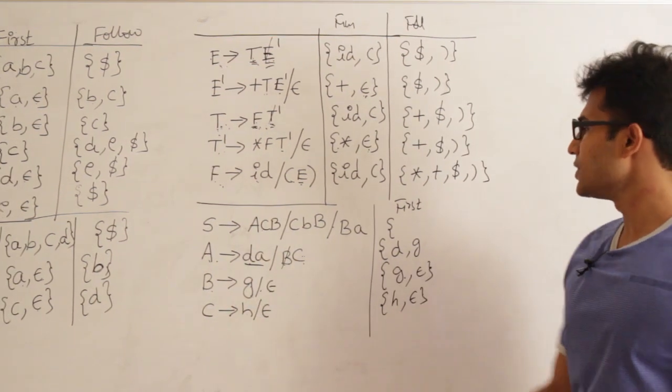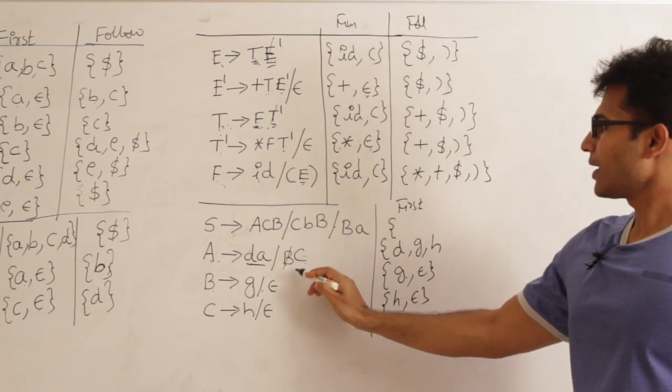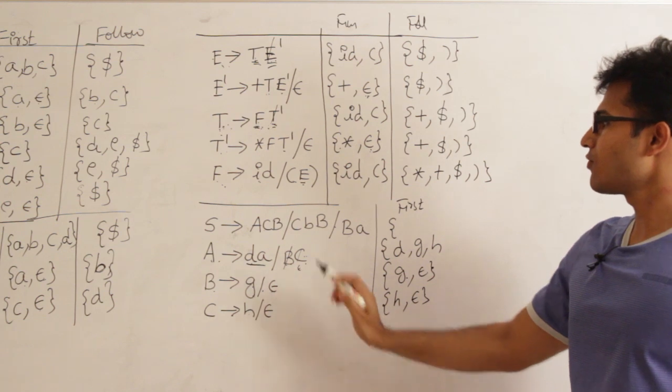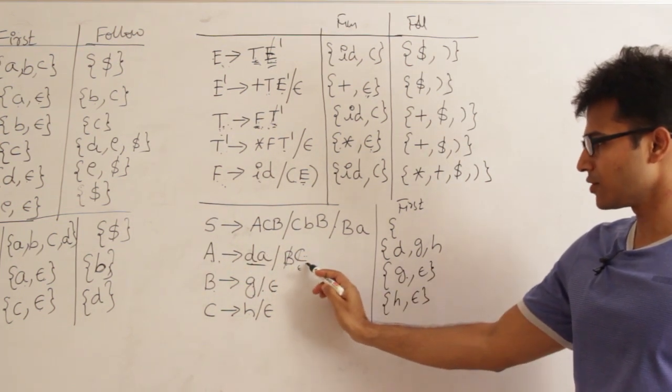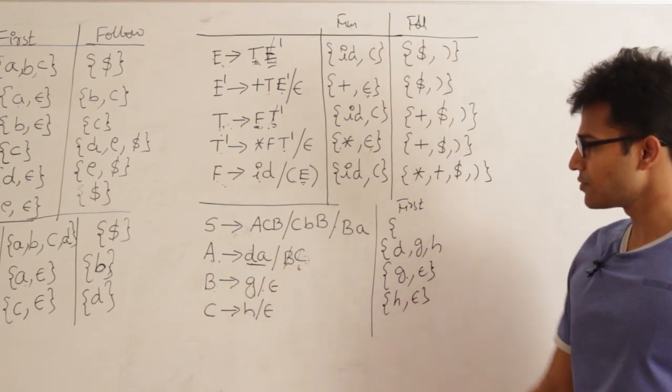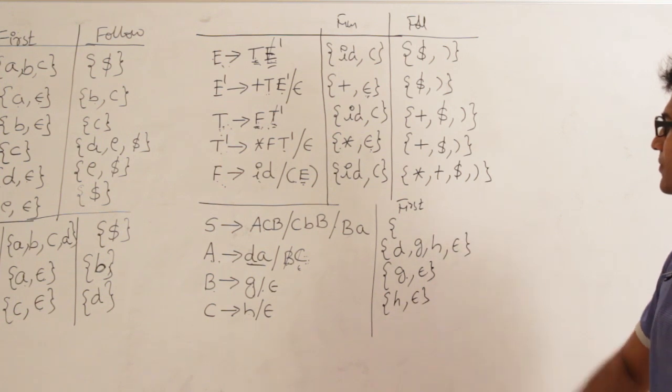Now what is first of C? H, and then write epsilon here, epsilon here. So therefore finally we are getting completely epsilon. Now A is able to generate epsilon also. How? When B and C go to epsilon, A is generating epsilon. Therefore first is going to contain epsilon also.